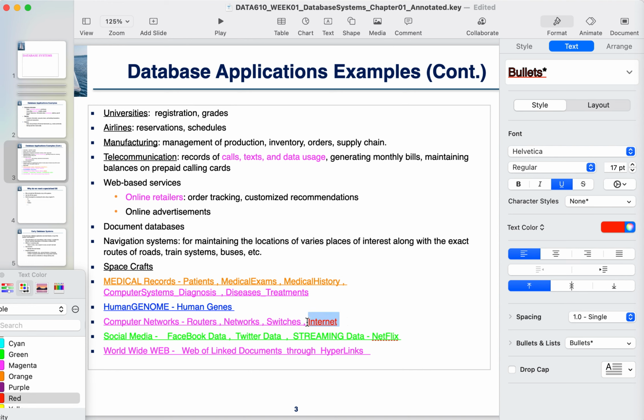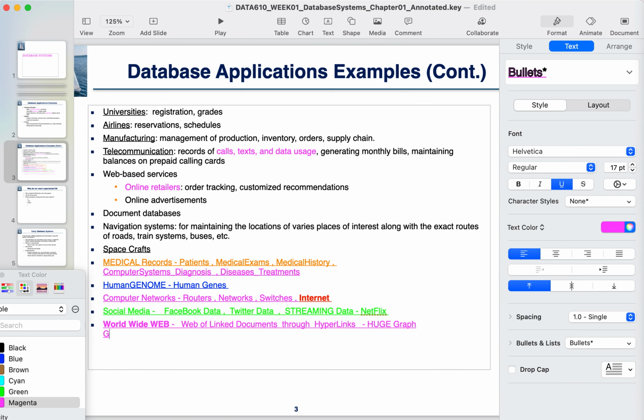This is like the physical infrastructure of routers and switches and cables that makes the connections possible. But the World Wide Web is the application of documents that are linked together, and that's a database. A database of web pages that looks like a huge graph of pages and links between them. So Google is working with this database. Google and search engines.